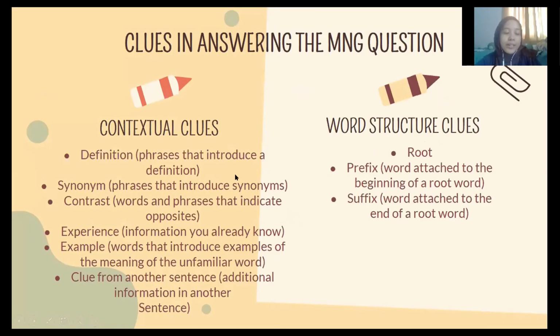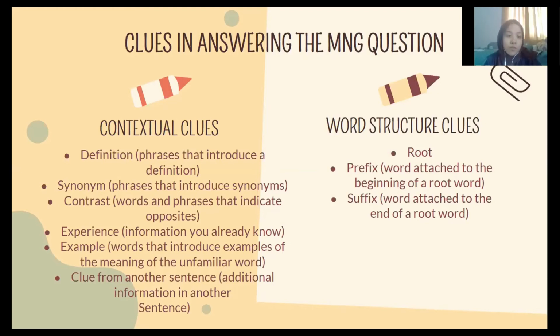Okay, before I start presenting our group's SOP, I will be explaining to you the clues in answering the MNG questions. Firstly, there are two clues in answering the MNG question, which are the contextual clues and also the word structure clues. The contextual clues consist of 6 clues, which are definition, synonym, contrast, experience, example, and clue from another sentence.